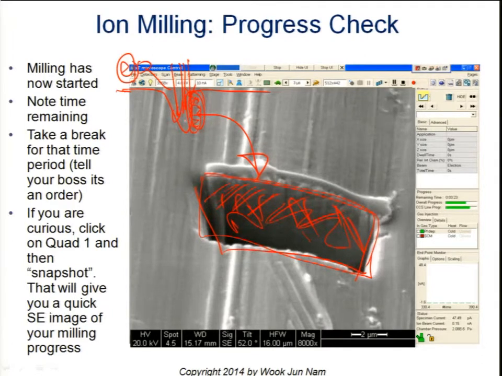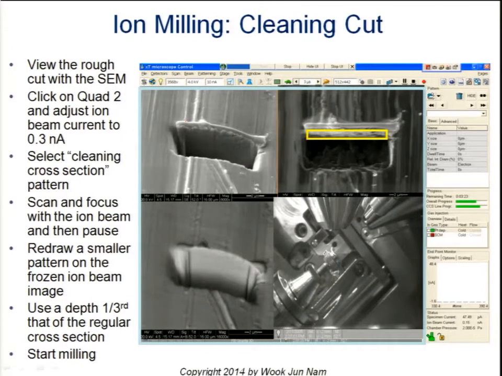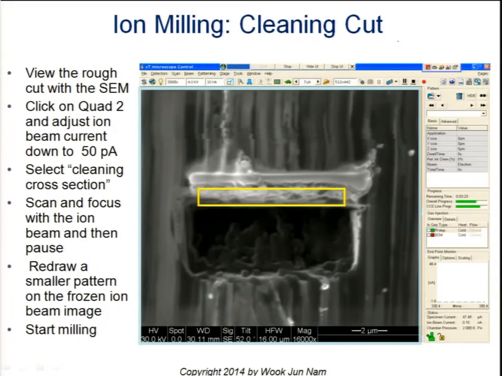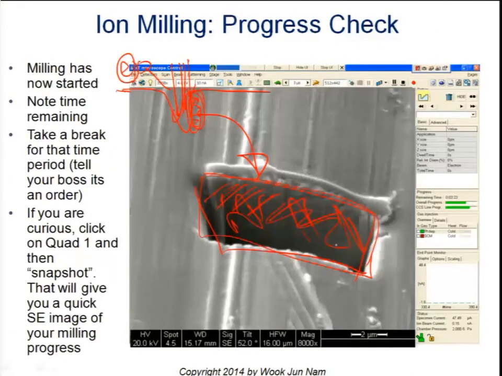So we can change the ion beam to a much smaller current. Using a much lower energy ion beam, we can finely polish the sidewall. Using that way, we can see the area much cleaner. Something like this. So this one is cleaner than this area. As you can see, the rough features were removed.